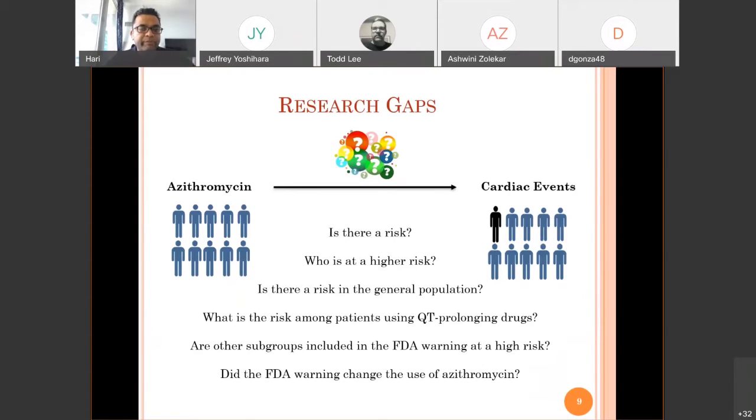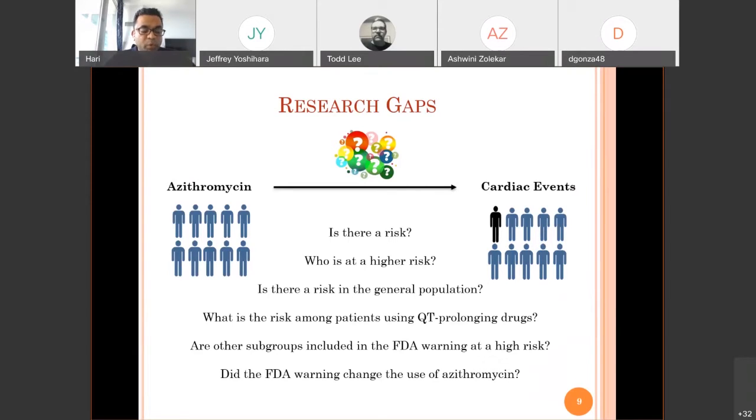Also, there was not a whole lot of emphasis on whether patients taking QT prolonging medications are at a higher risk, or what is the risk among patients who are prescribed medications along with azithromycin that prolong the QT interval. Also, it was unclear whether the subgroups that were included in the FDA warning are in fact at a higher risk. The understanding of those patient populations in the FDA warning came from a general understanding of what puts patients at a high risk of having QT prolongation. But really, whether these groups were at a higher risk when treated with azithromycin wasn't evaluated.